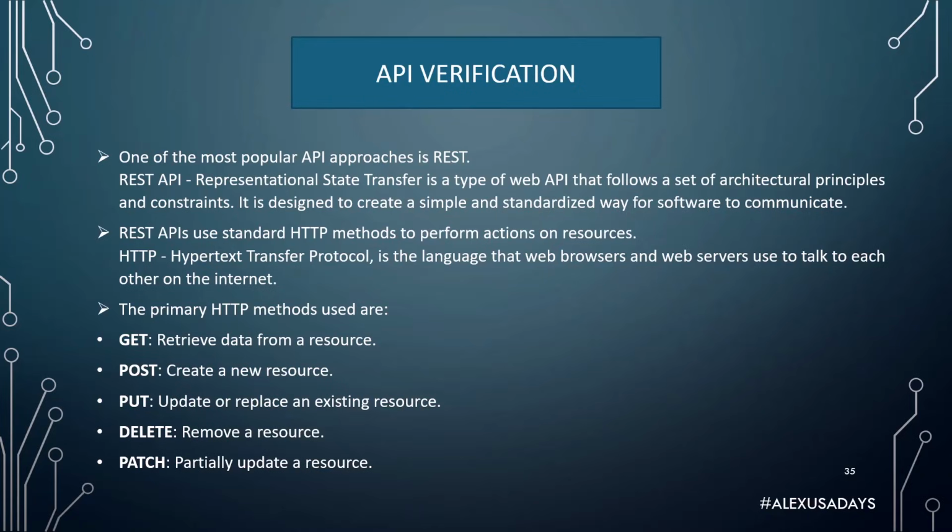The primary HTTP methods used are GET, that will allow you to retrieve data from a resource or a server. POST will allow you to create a new resource. So if you want to add a new record to the server, create a new profile. PUT will update or replace an existing resource. Delete if you want to remove a resource, or patch to do a partial update on the resource.